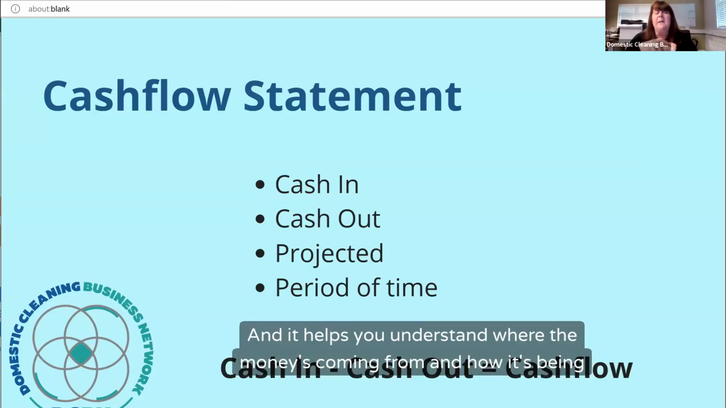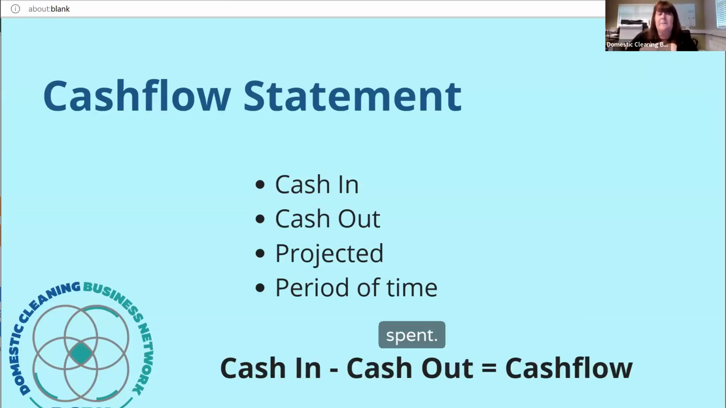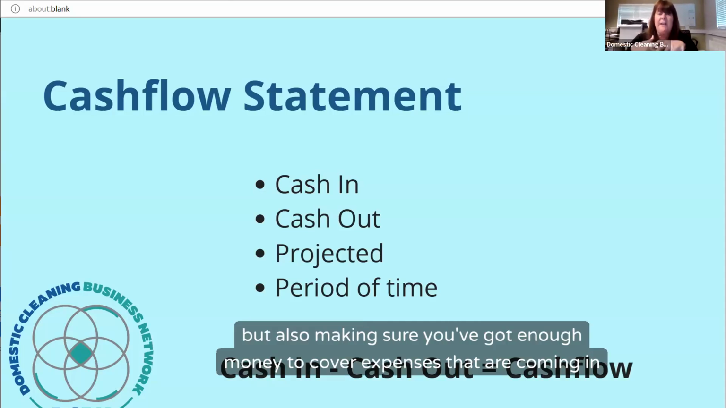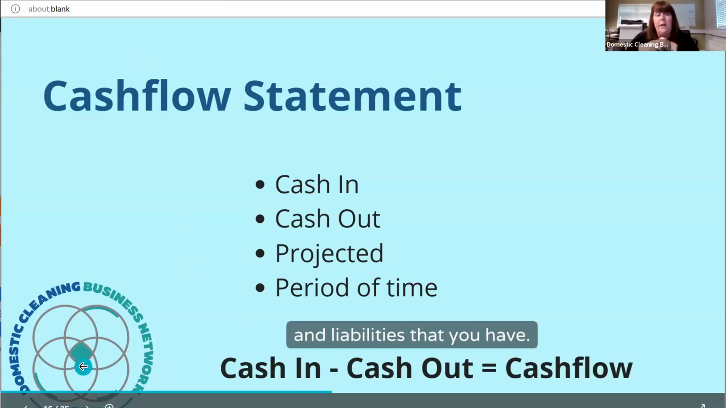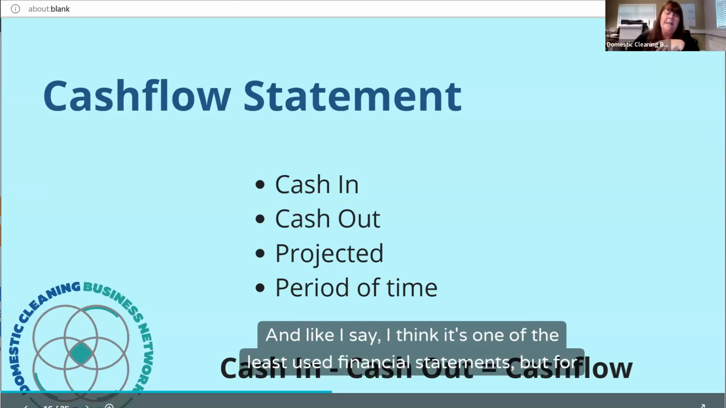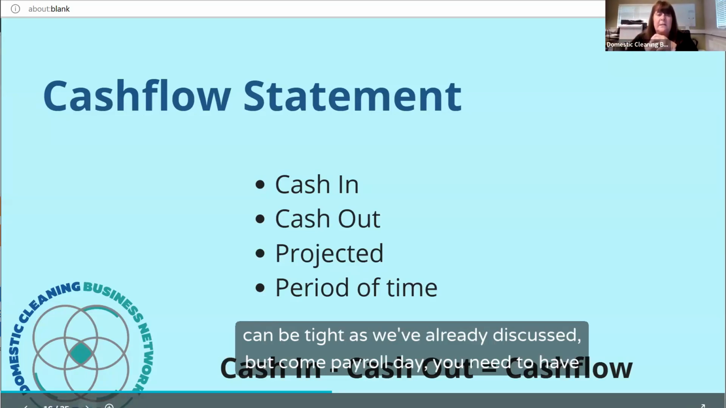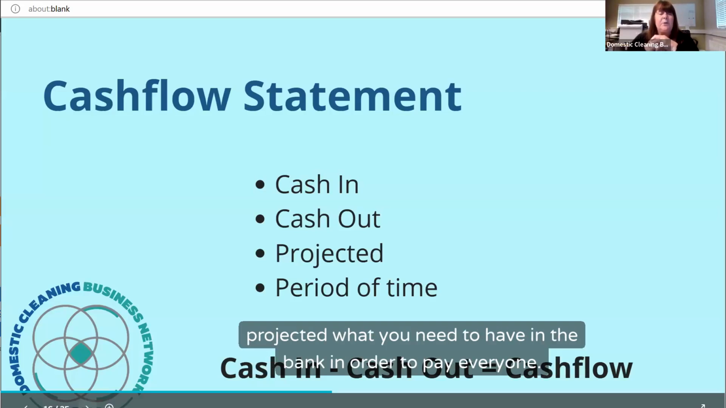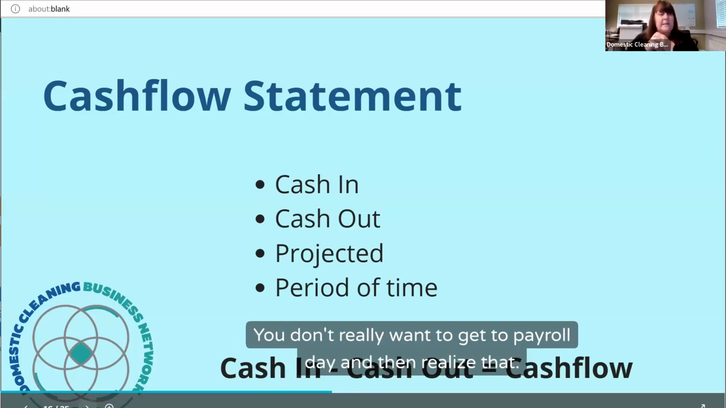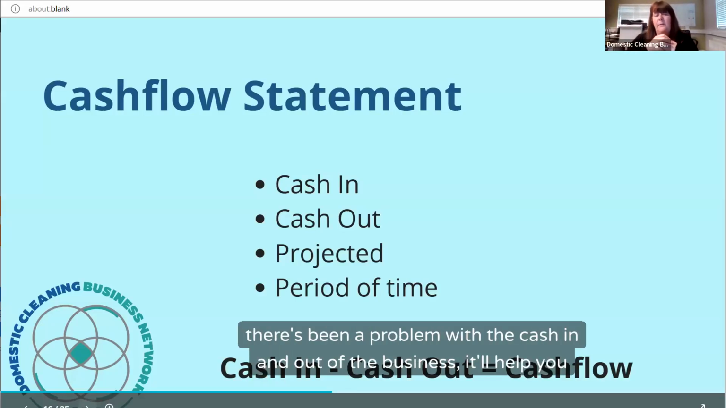And it helps you understand where the money's coming from and how it's being spent, but also making sure you've got enough money to cover expenses that are coming in and liabilities that you have. And like I say, I think it's one of the least used financial statements, but for cleaning businesses, I think it's really important because sometimes our margins can be tight, as we've already discussed, but come payroll day, you need to have projected what you need to have in the bank in order to pay everyone. You don't really want to get to payroll day and then realize that there's been a problem with the cash in and out of the business.